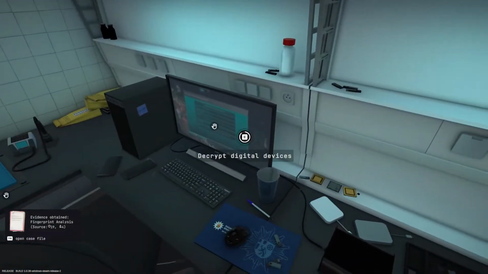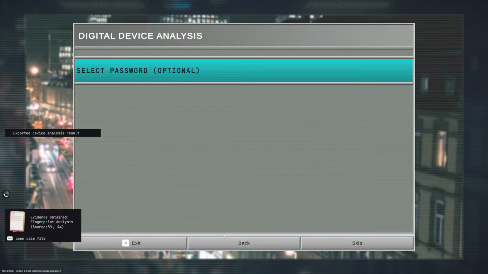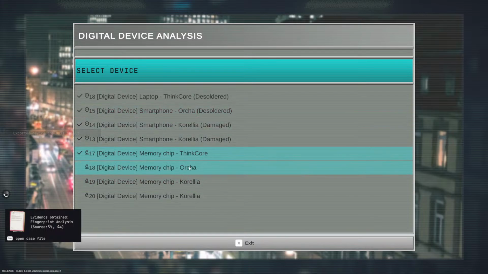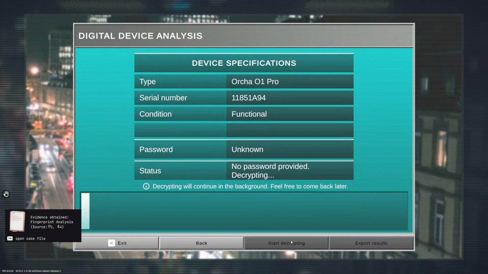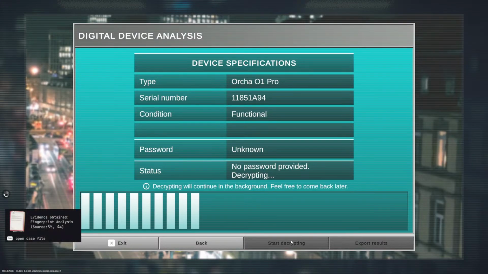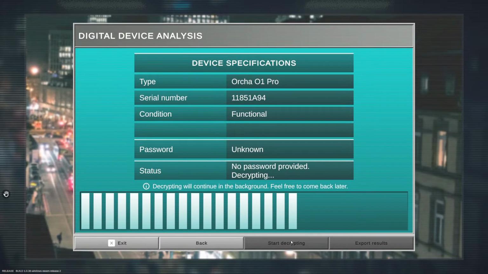Let's grab this. Then we can finally get the other things in here. Start decrypting. The phones will finish much quicker than that laptop. If we had a password, we can get into it really quickly, but I didn't find any password.